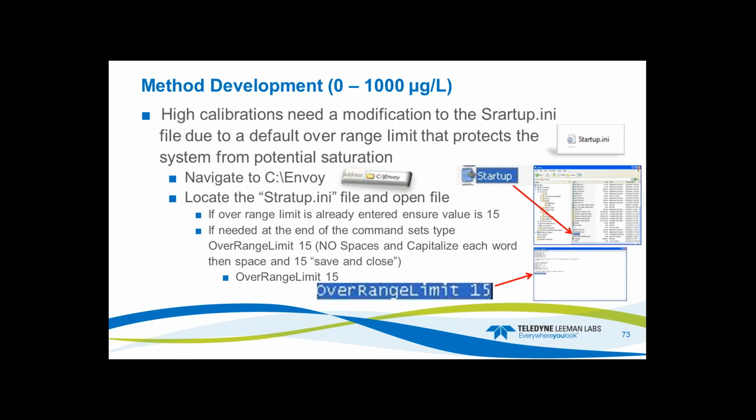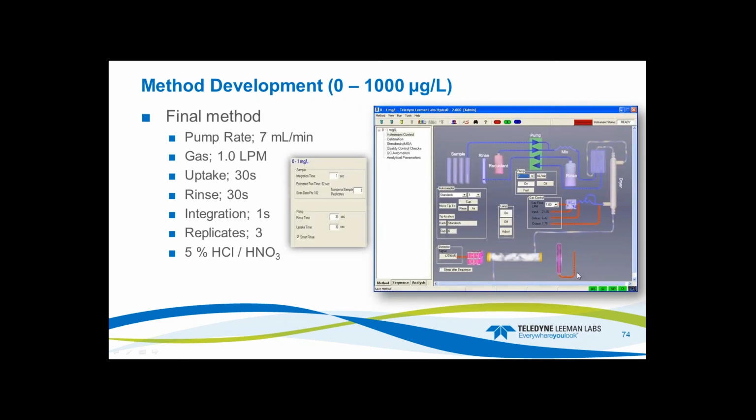So if the overrange limit is already entered, ensure that the value is 15. If you need to enter it, just go to the bottom of the command set and type overrange limit space 15. So no spaces in the word overrange limit, capitalize each word, then a space, and then save and close. So it'll look like this, overrange limit space 15 on the bottom of the command set over here in the INI file. Now you're ready to go. So now it won't kick that sample out, and we can do our method development.